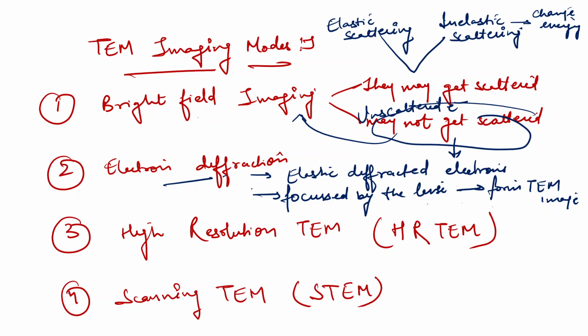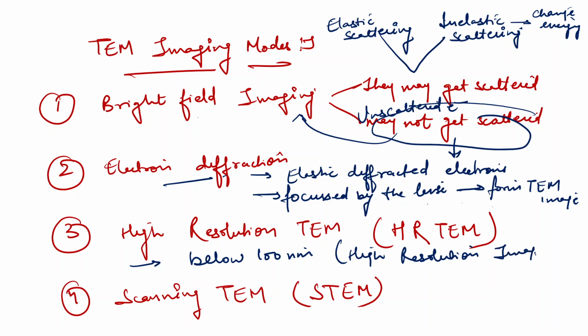Then we move to HRTEM. If the sample is below 100 nanometer, then elastic and inelastic scattered electron waves interact with the crystal lattice and form a complex interference pattern, visible at high intensity. A high resolution image is obtained in this case.